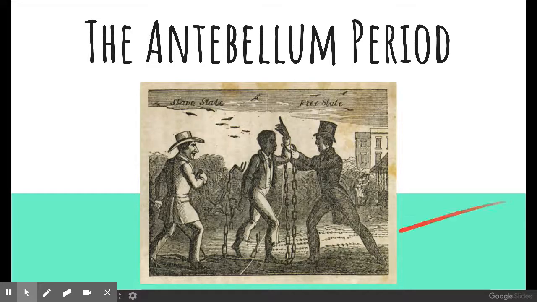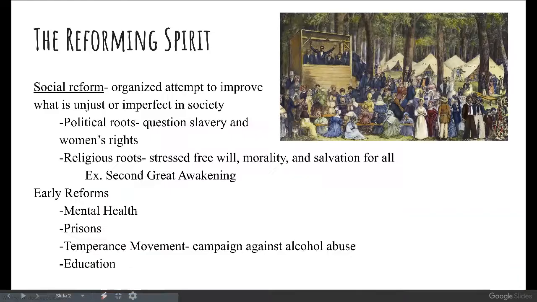What antebellum means is just a period before a war, and it's often used to describe the period before the Civil War. So that's what we're going to be talking about. We're going to be looking at slavery, some other political issues associated with slavery, and some reform movements that sort of lead up to the time of the Civil War. So that's what we're going to be looking at today.